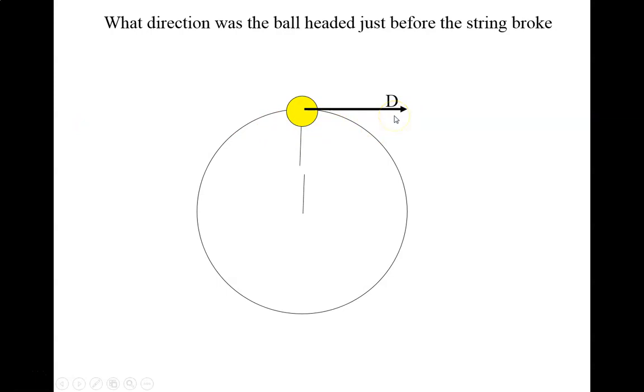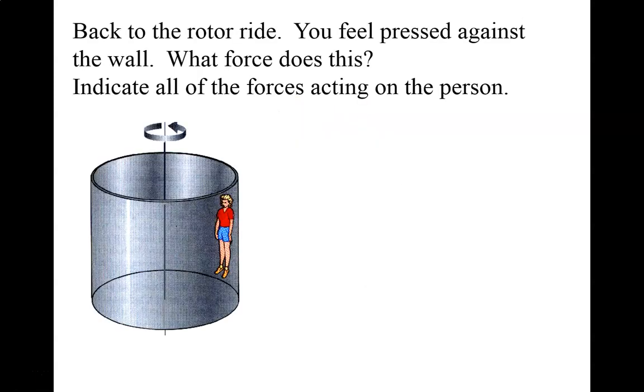The reason for that is that that's the direction of the tangential velocity. That's the direction that it was traveling just before the string was cut. And when there's no string, when there's no forces acting on it, it just keeps doing whatever it was doing, and that was its tangential speed. Okay.